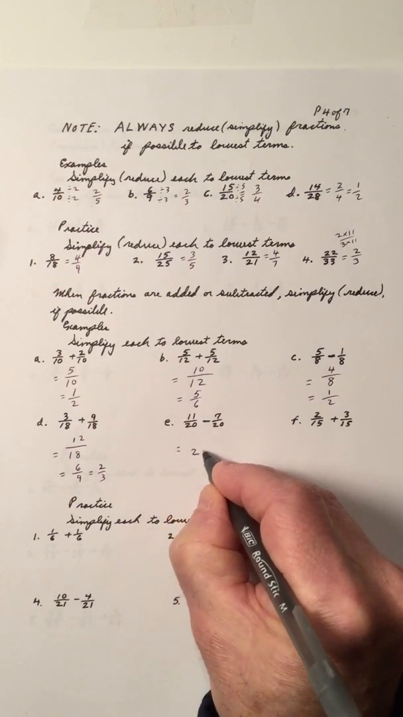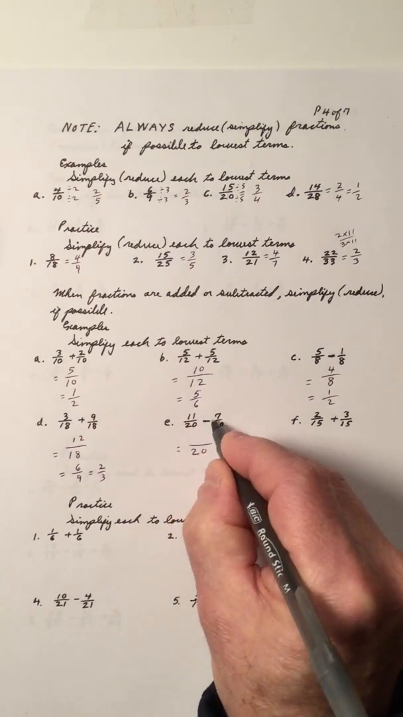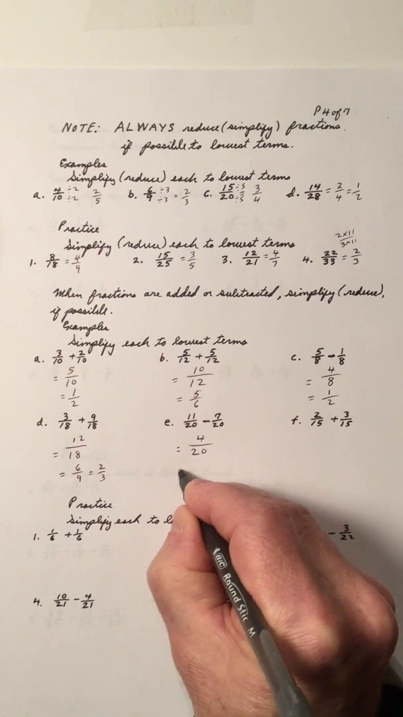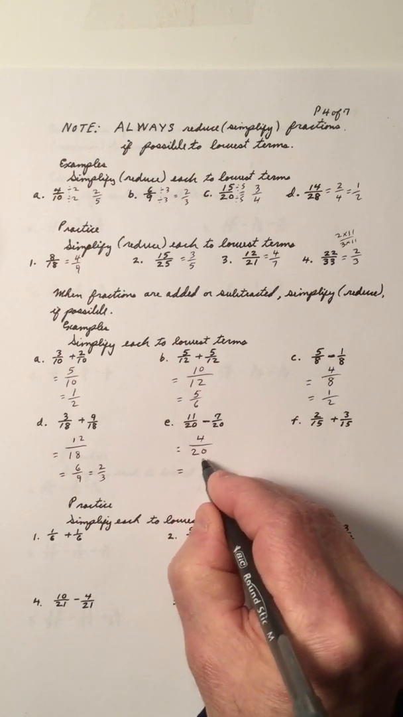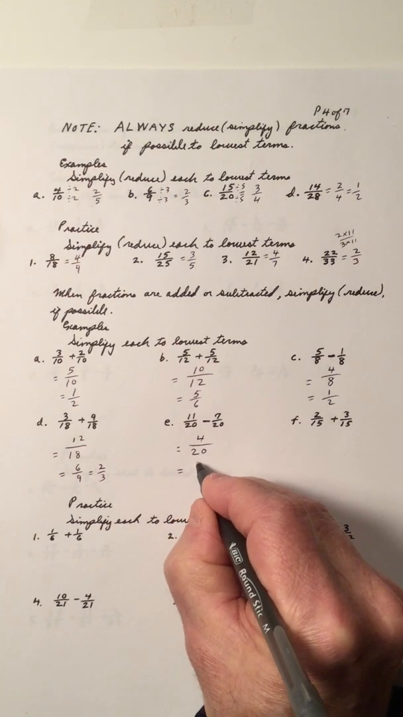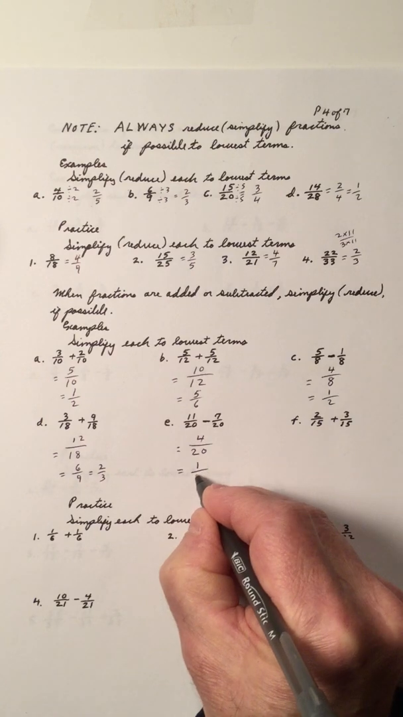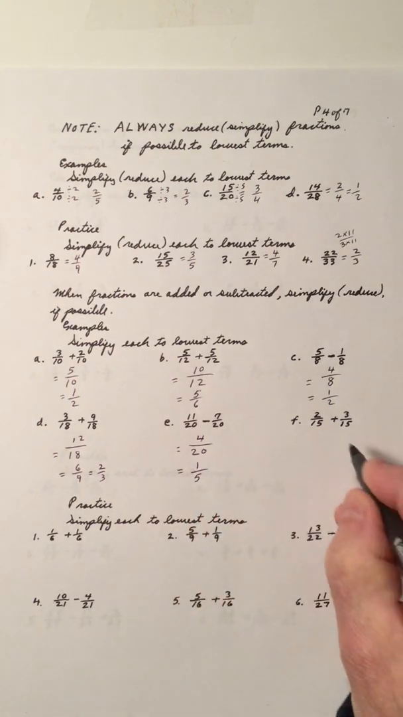Common denominator is 20, write it down. 11 subtract 7 is 4. 4 and 20, 4 is a common factor. 4 into 4 goes once. 4 into 20 goes 5.